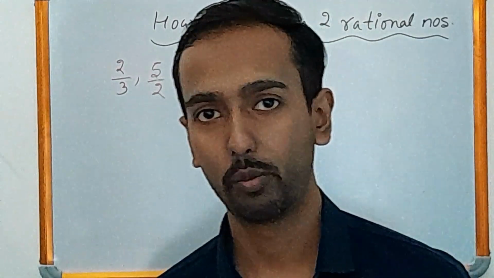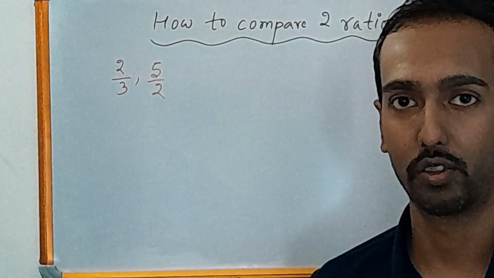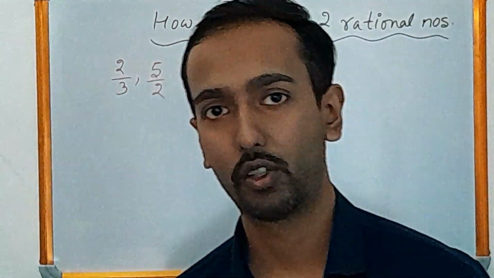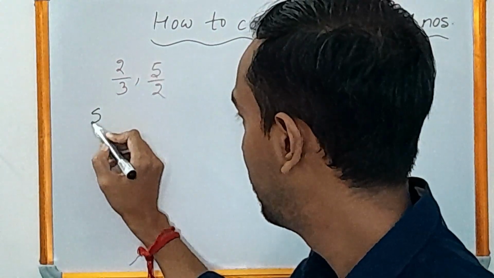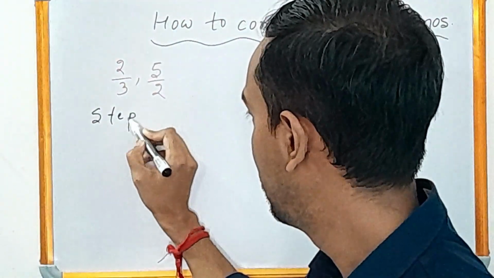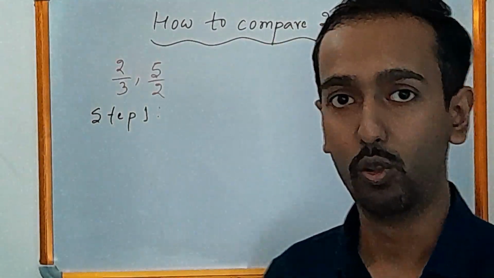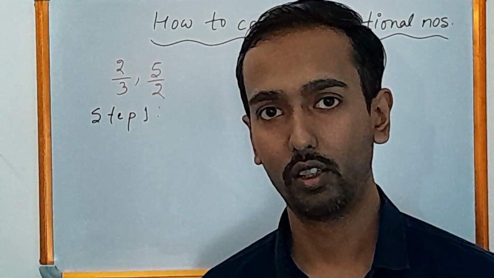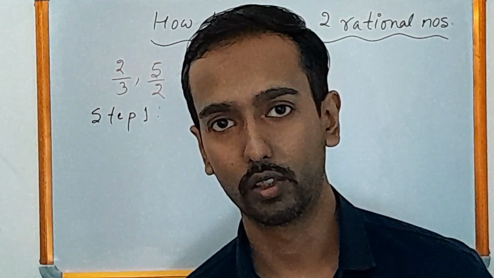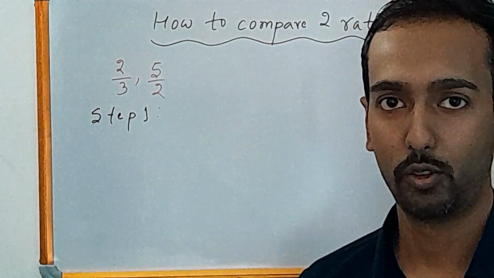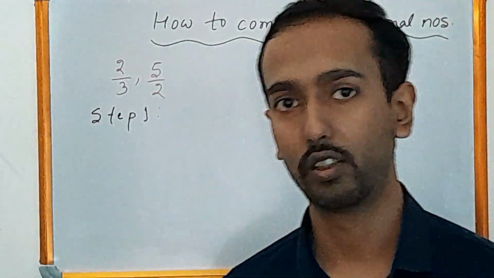So our first step should be to make the denominators of these two fractions equal. So let's start with our step 1. To make the denominators of these two rational numbers equal, we need to find the LCM of these two numbers. So from previous classes we know that the LCM of 3 and 2 is 6.